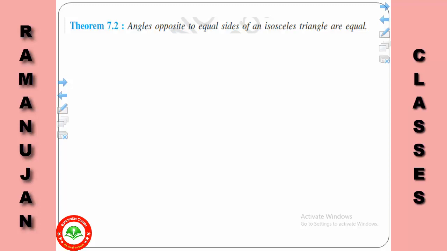Hello students, today we are going to start exercise 7.2. Before starting exercise 7.2, we have two important theorems. Theorem 7.2 in your NCERT book is: angles opposite to equal sides of an isosceles triangle are equal.